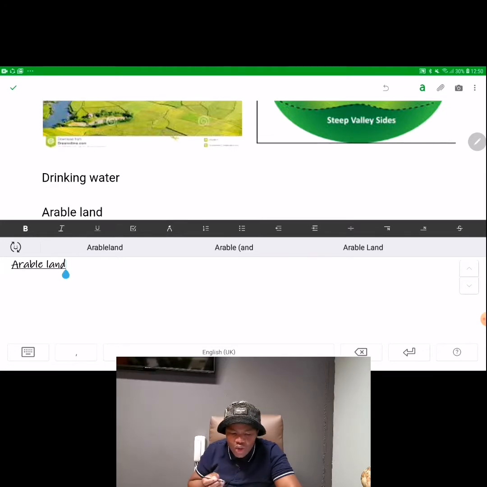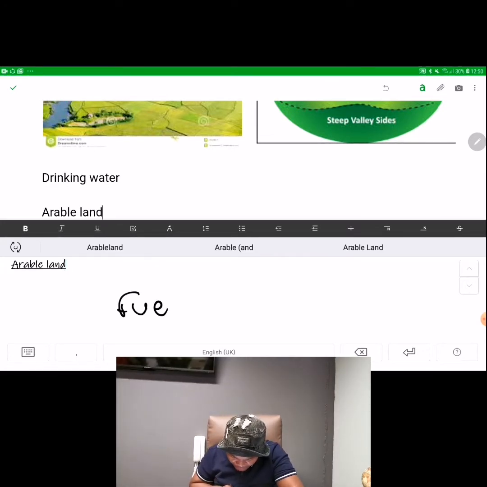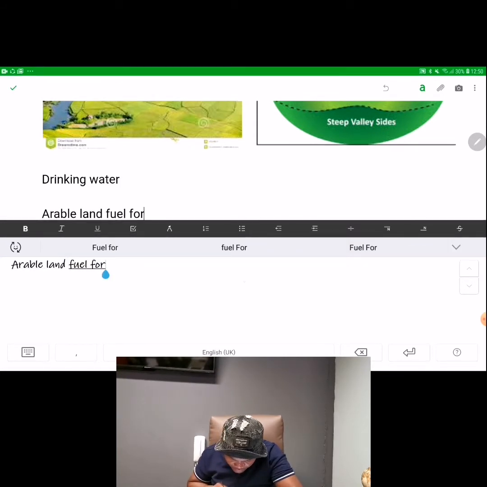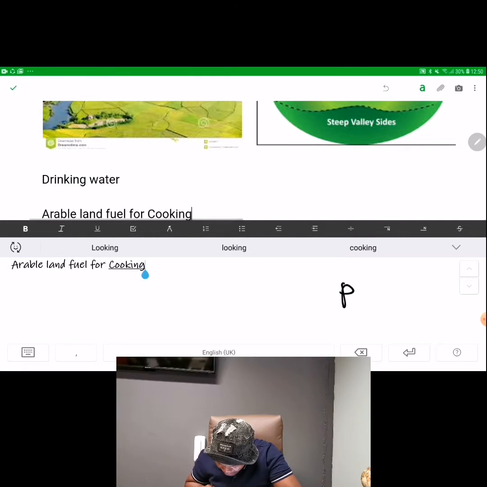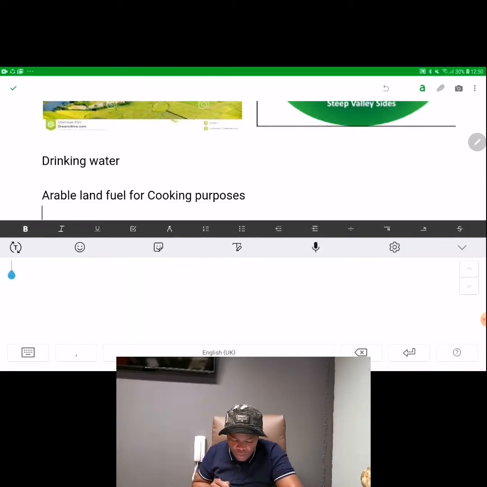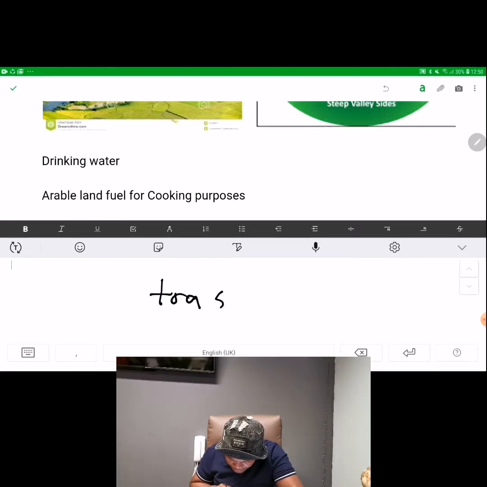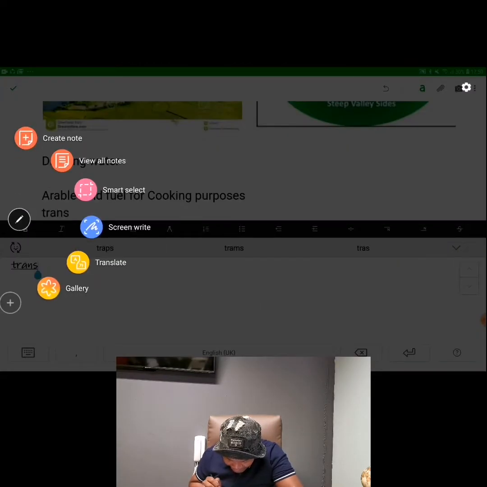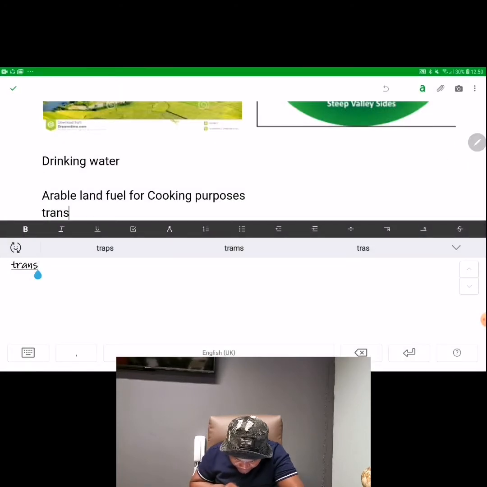And then again, you will also have what? The fuel. For what? A fuel for cooking purposes. Again, people, they want what? Transport routes. The transport route. An area must be accessible very easily.